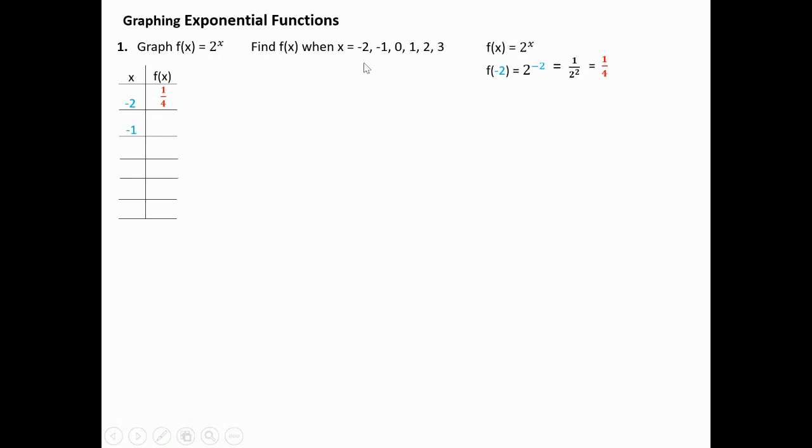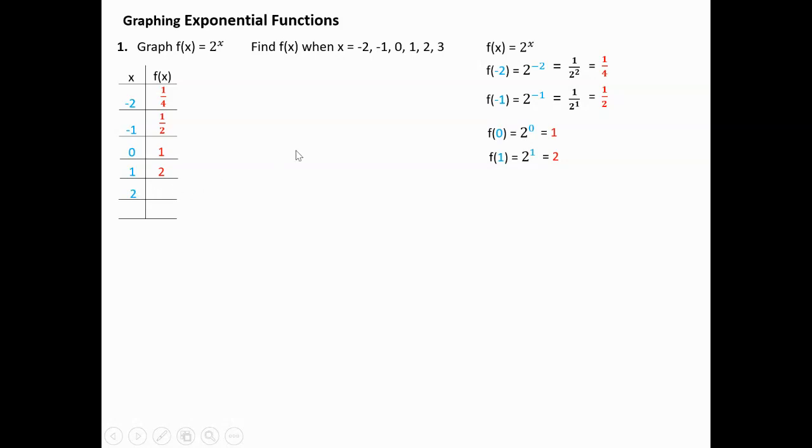We repeat the process for all the values for x. So now let's do f of -1, which will give us 1 over 2 to the first power, which will give us 1/2. So when x is -1, my y is 1/2. Now let's evaluate at 0. So f of 0 will give us 1. Any base to a 0 power will always be 1. So when x is 0, my y is 1. When x is 1, we plug in the 1 for the x, which would be 2 to the first power, which will give us 2. So when x is 1, y is 2.